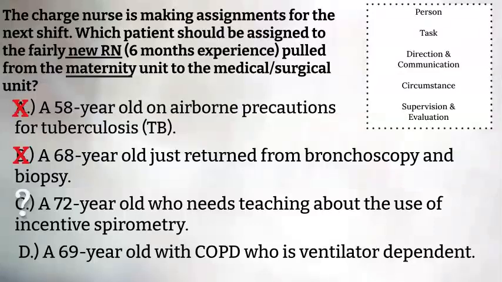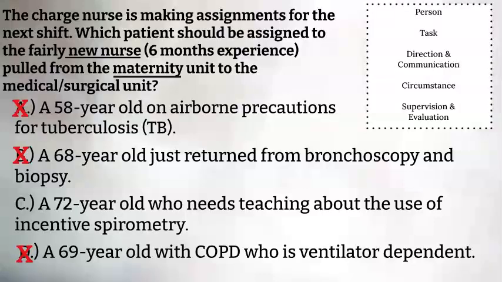Option D. A 69-year-old with COPD who is ventilator dependent. Well, right off the bat, it's unlikely that she's ever had to care for a patient on a ventilator. Even if one of her mamas or babies needed ventilator support, they would have been transferred. Mom would have gone to an ICU environment, and baby would have gone to a NICU. She does not have the right experience to care for a patient on a ventilator, so we can exclude this option.